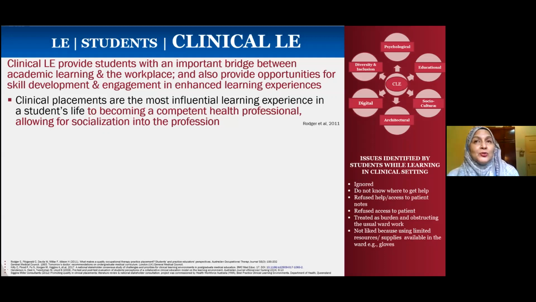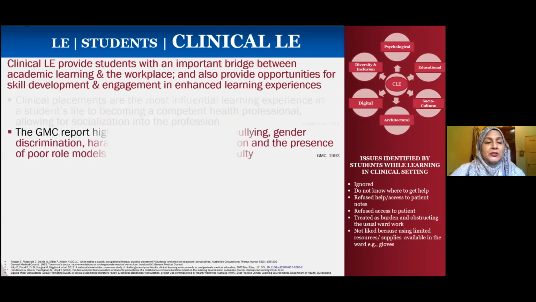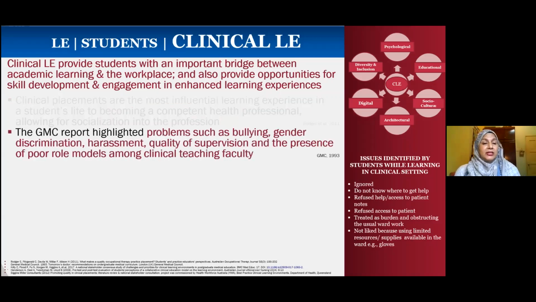So they are being exposed to a lot of people, and that socialization practically brings in a lot of changes and a lot of development among the students. The GMC report highlighted that problems such as bullying, gender discrimination, harassment, quality of supervision, and the presence of poor role models among clinical teaching faculty in 1993.